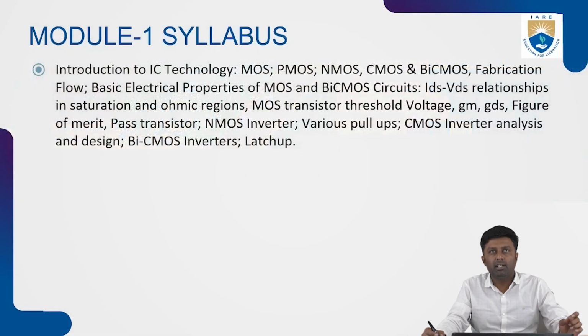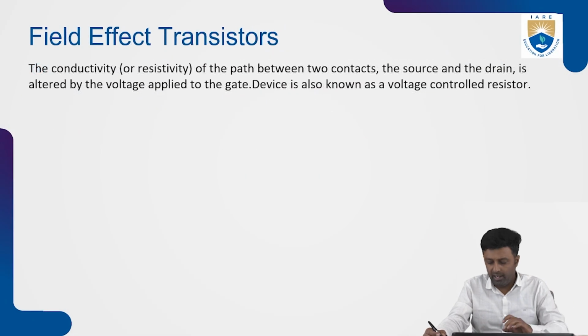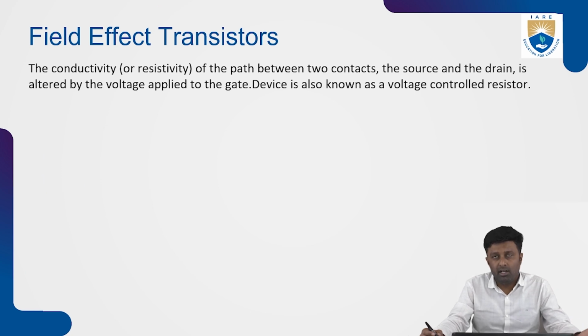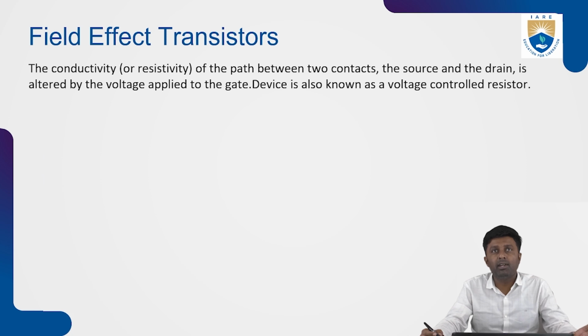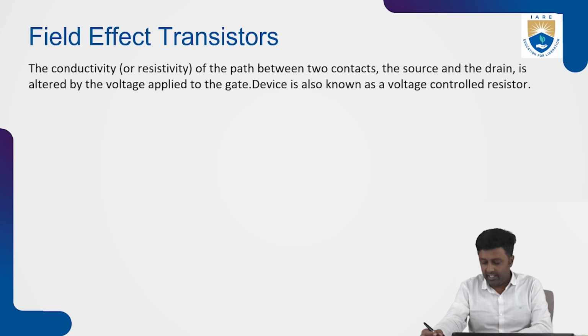In today's lecture, we shall be learning about the structure of the MOSFET. The conductivity, or the resistivity, of the path between the two contacts, the source and drain, is altered by the voltage applied to the gate. So this device is known as a voltage controlled resistor.